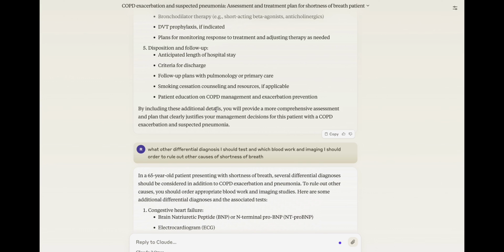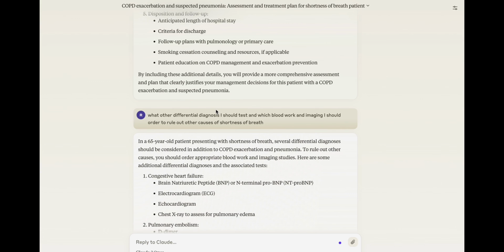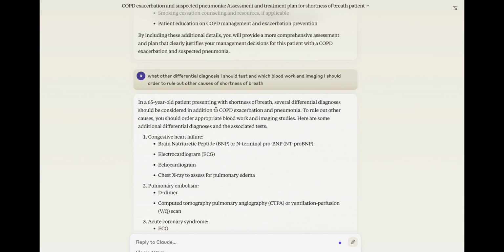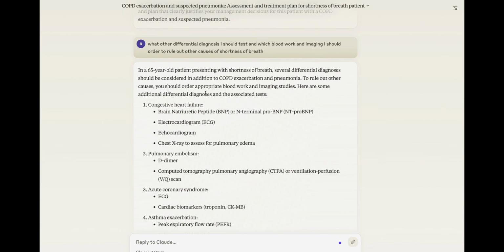Now I ask, maybe I'm missing something else. What should I include in my differential diagnosis? What tests should I include? What other differential diagnosis should I think of? And it also gave me a comprehensive differential diagnosis. It told me maybe you should consider heart failure, and maybe you can do an EKG, echocardiogram, you can throw in a BNP, and this is something we do in the hospital.